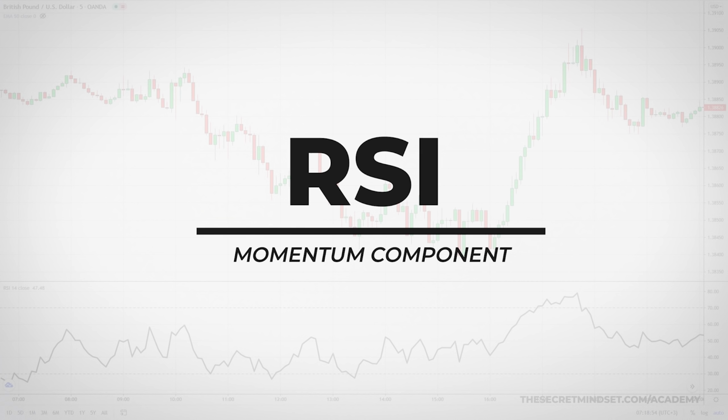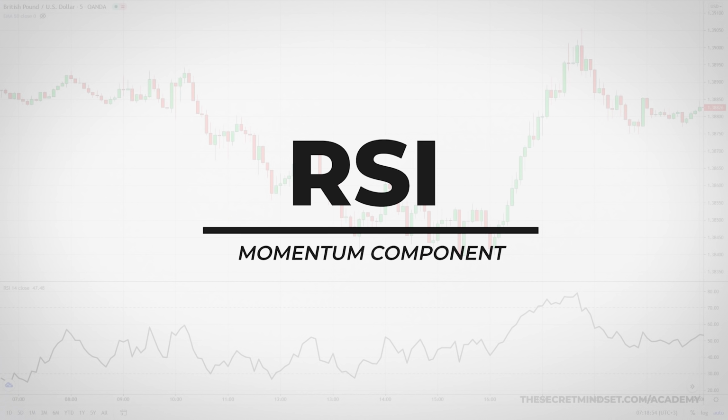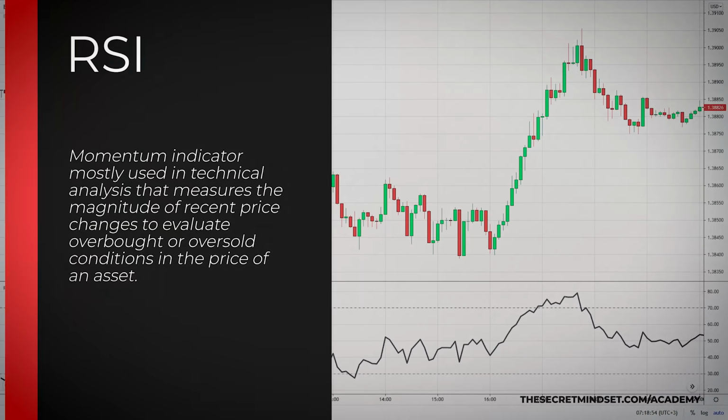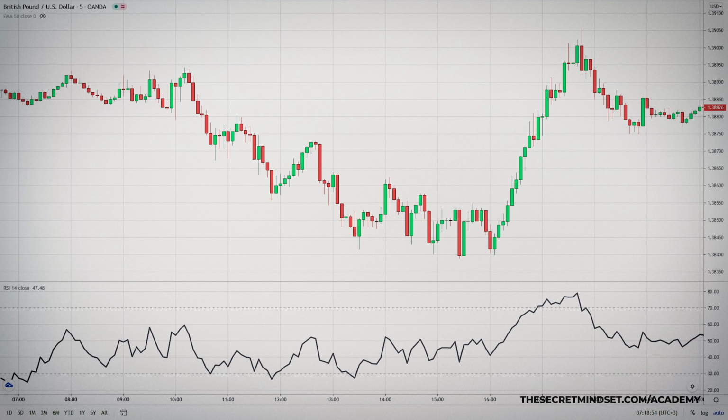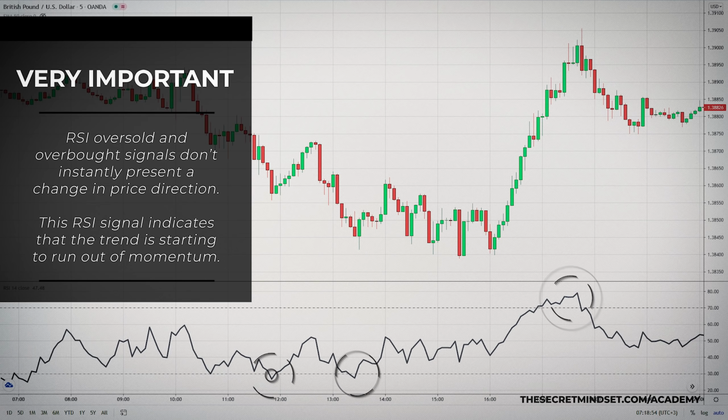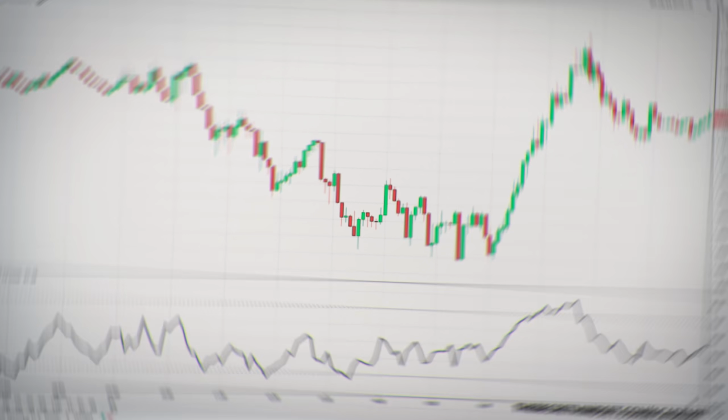First, we'll add the RSI as a momentum indicator. Price will often trend upwards or downwards for long periods of time, and it's useful to know the strength of a particular trend, which is why the RSI as a momentum indicator is very helpful. You will find that the RSI oscillates from overbought to oversold as the price rises and falls. Remember, oversold and overbought signals don't instantly present a change in price direction. Although it's not 100% reliable, this RSI signal generally indicates that the trend is starting to run out of momentum.